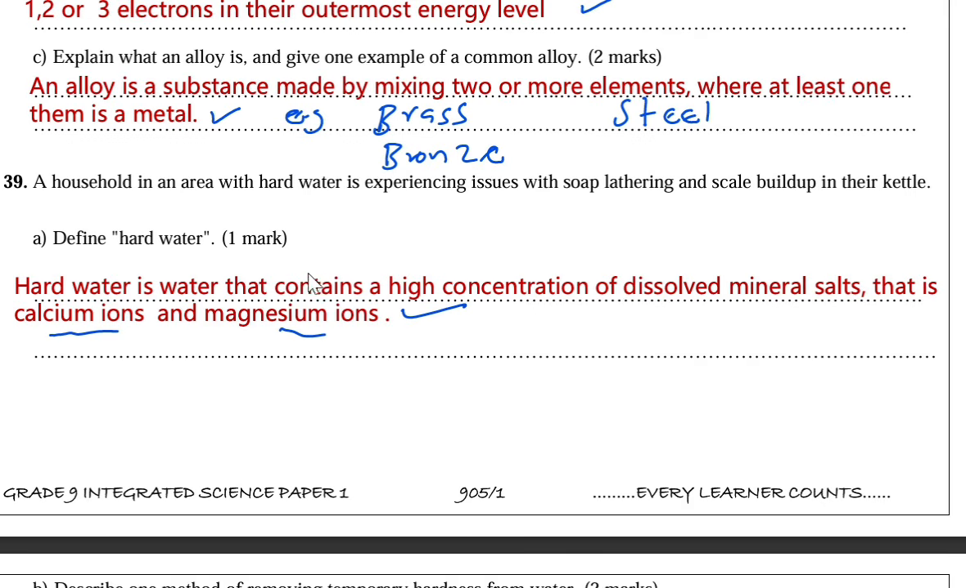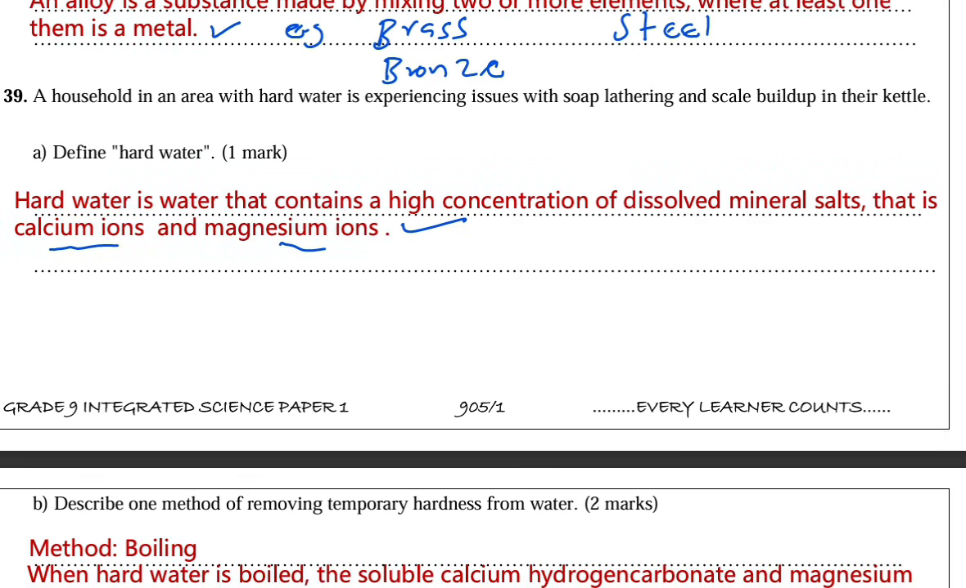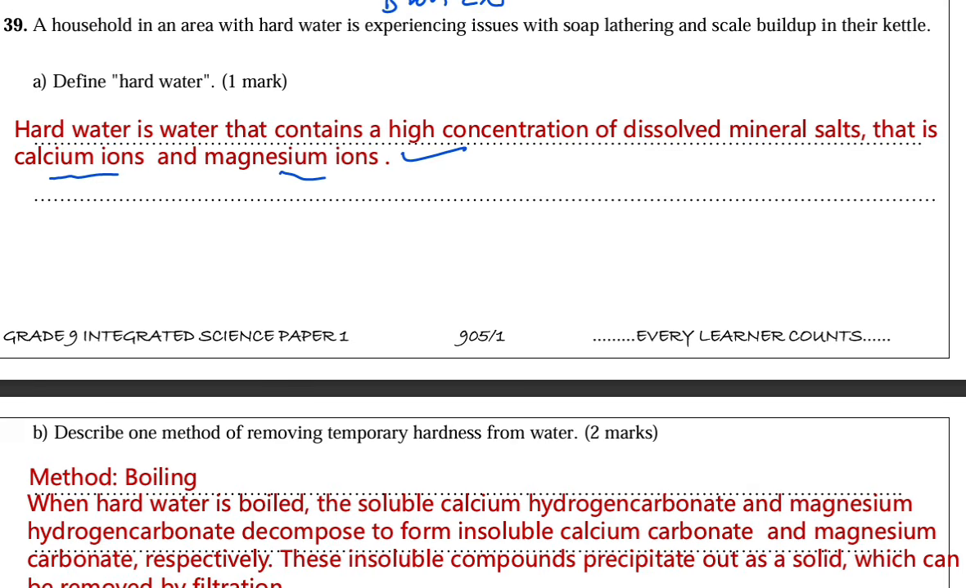Also define it this way. You can say that hard water is water which does not lather easily with soap. So you can say hard water does not lather easily with soap. So you can give any of the definition. We go to part B. Describe one method of removing temporary hardness from water. 2 marks. We're going to describe.